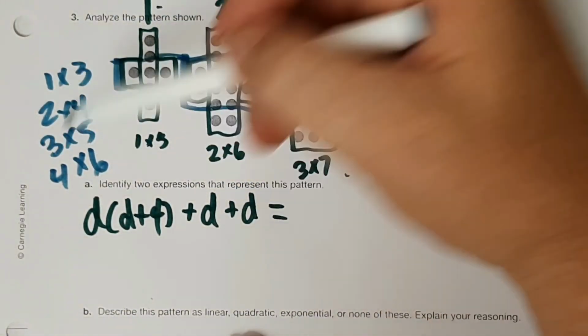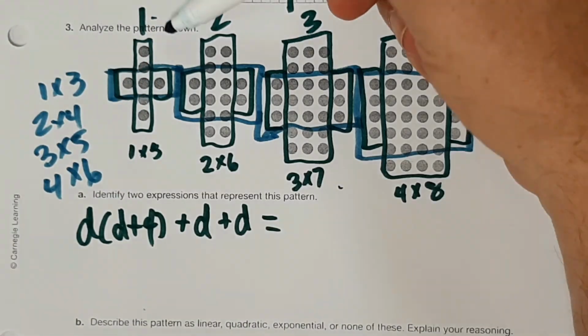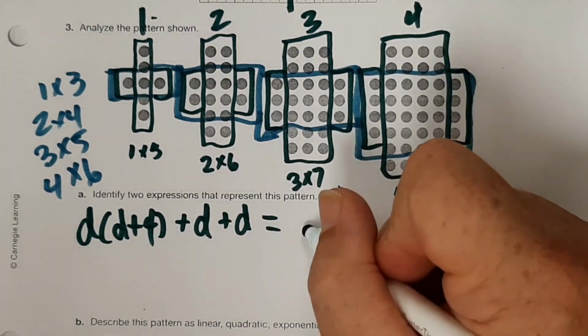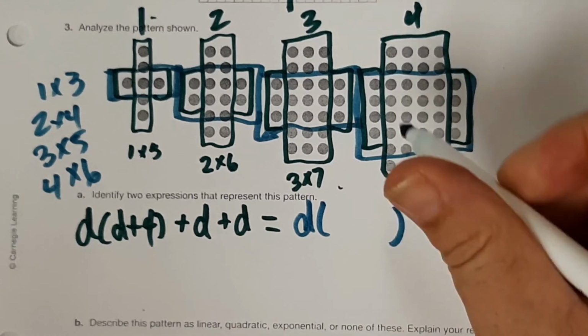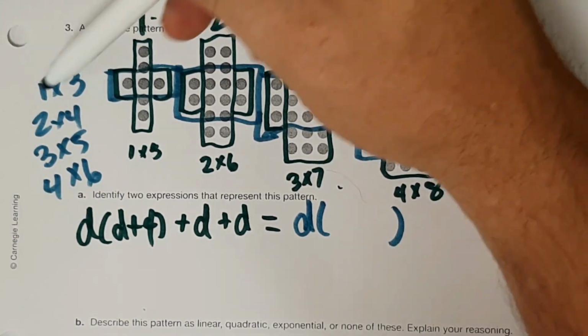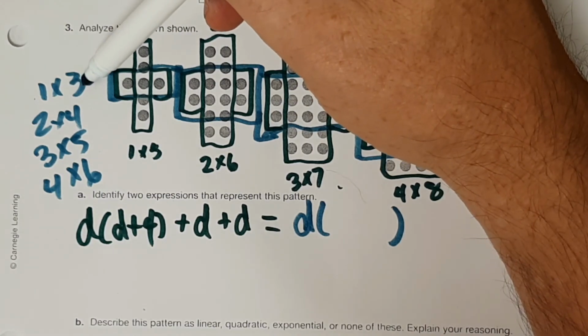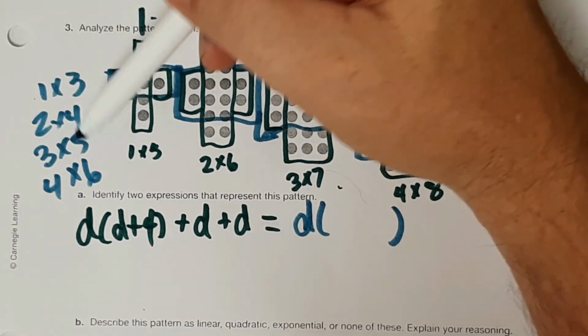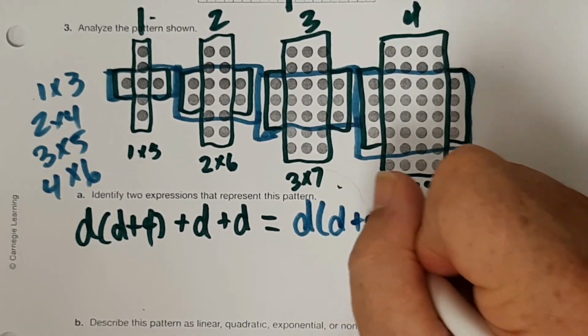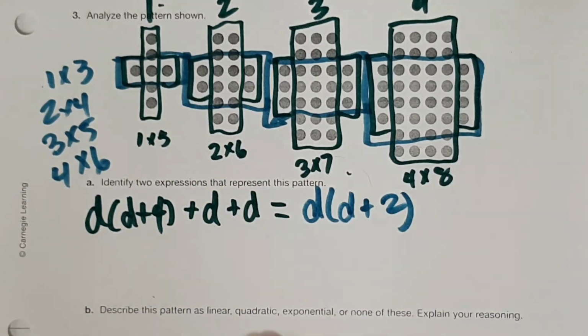So again, I have a D right here, 1, 2, 3, 4, 1, 2, 3, 4. So that's going to be a D. And I'm multiplying that times D plus 2. All of these are 2 apart. So if I'm my design number 1, I know it's going to be a 3. Add 2, get 4. Add 2, get 5. So I'm going to do D plus 2. So you can see that these look different.